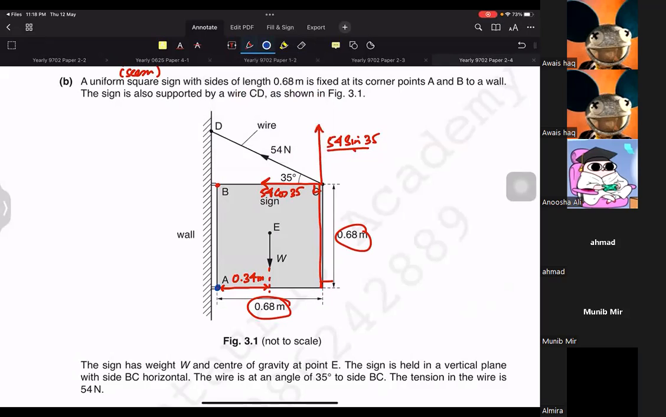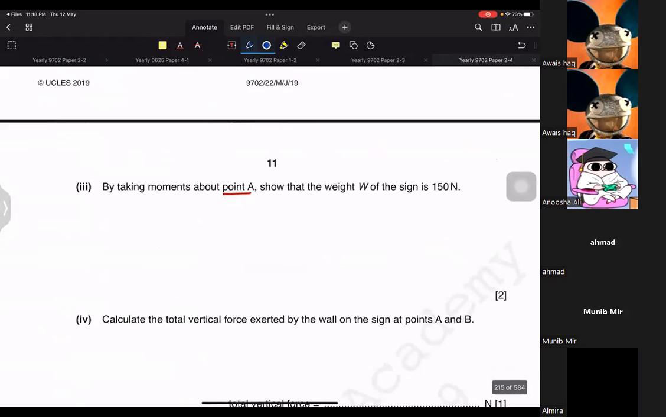So about A, this is going to turn this way. This is going to turn this way. And this will also try to turn this way. Okay. So this seems anti-clockwise, anti-clockwise, clockwise. Let's do this. So clockwise equals anti-clockwise.